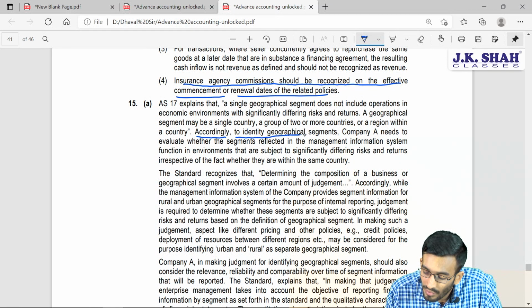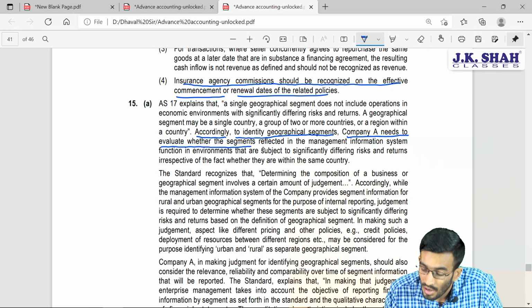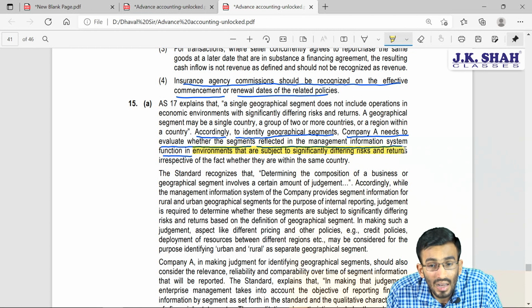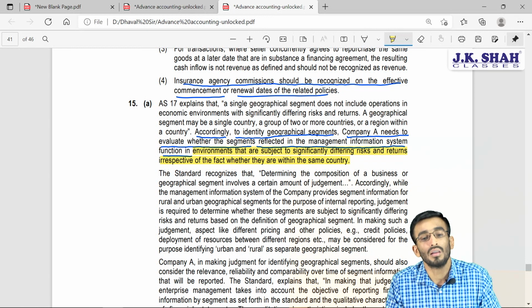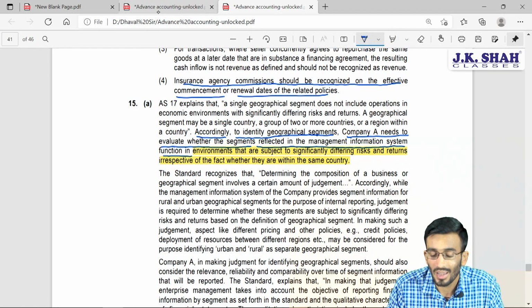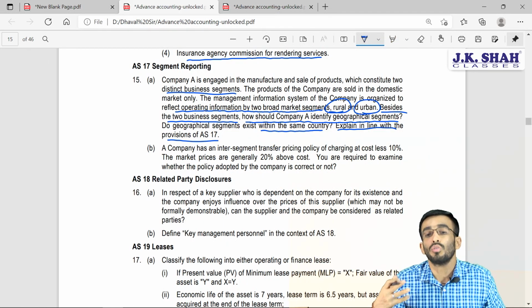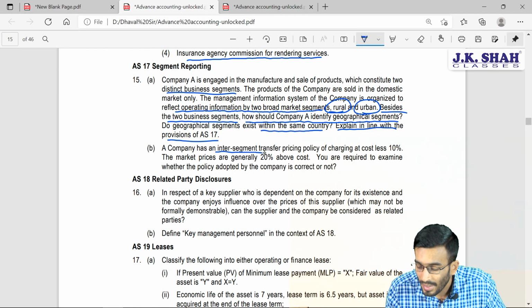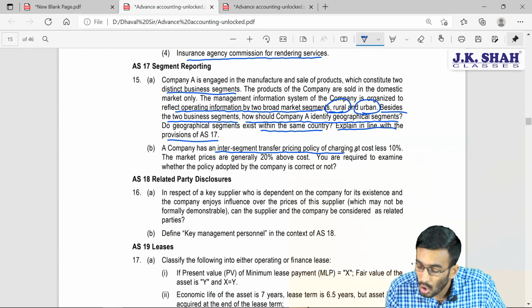Accordingly, to identify geographical segments, company A needs to evaluate whether the segments reflected in the management information system function in environments that are subject to significantly different risks and returns, irrespective of the fact whether they are within the same country. So definitely within the same country there can be two geographies, or I can say there can be two geographical segments.